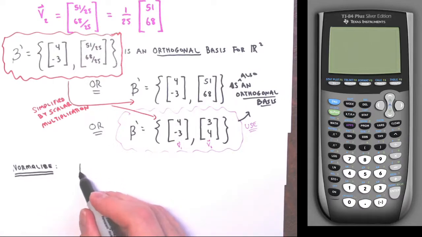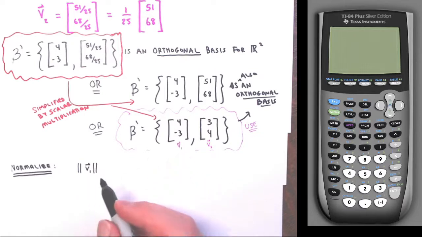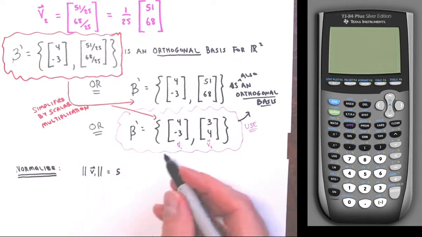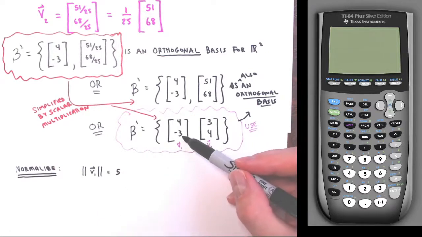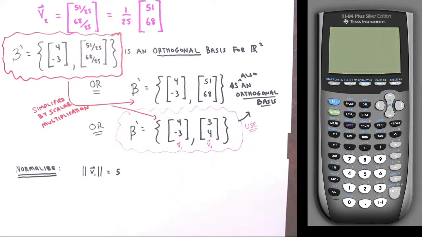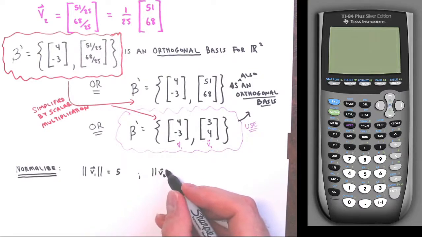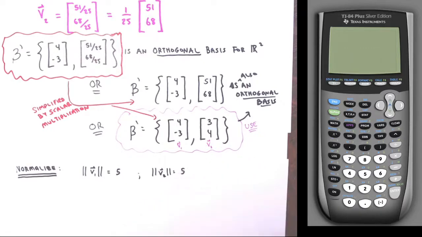So what's the norm of this vector? It's just 5, right, under the dot product. 4 squared plus negative 3 squared, 16 plus 9 is 25, then the square root of that. Same thing for the norm of V2 here, right, 3 squared plus 4 squared, and the square root, that's also 5.